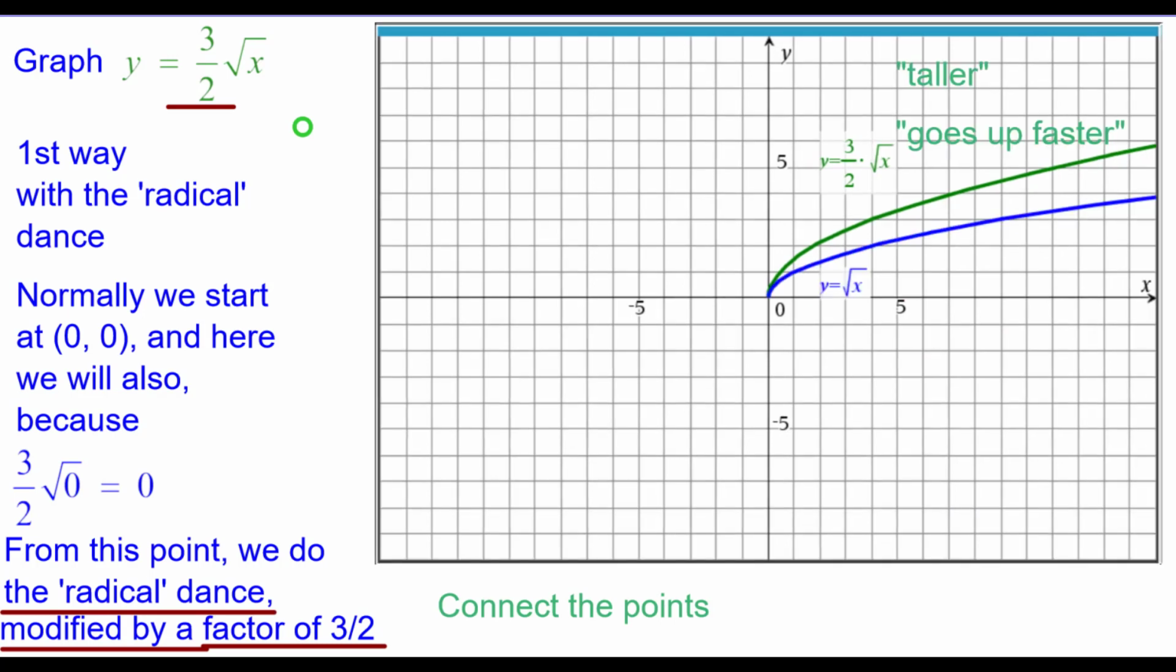Comparing that to the parent function, you can see that it is taller and it goes up faster because of the 3/2. And notice that the green y value is 3/2 times the blue y value. Similarly here, for all points actually.